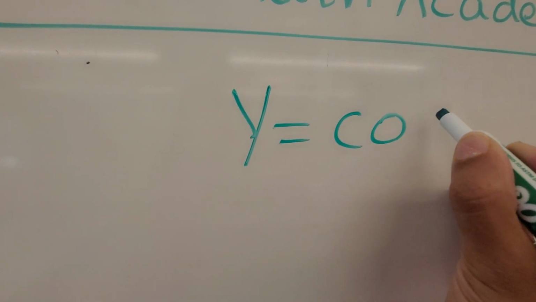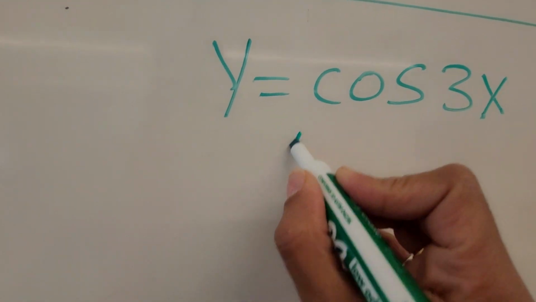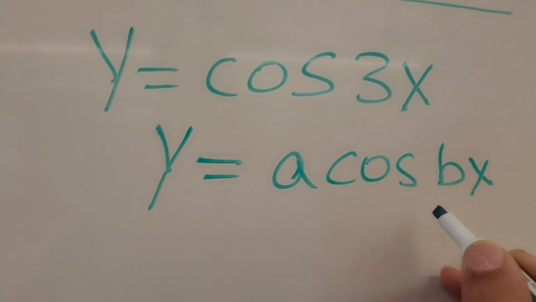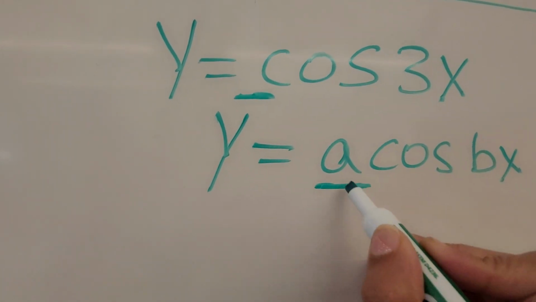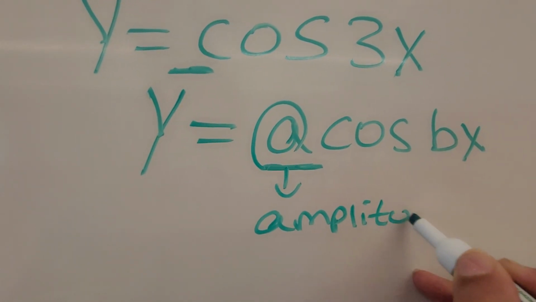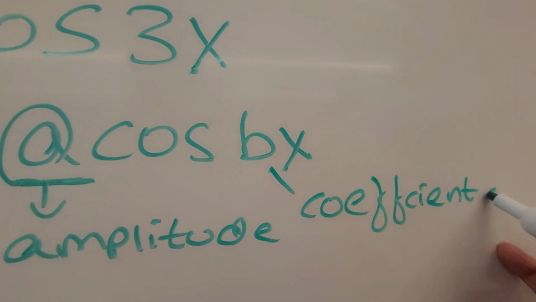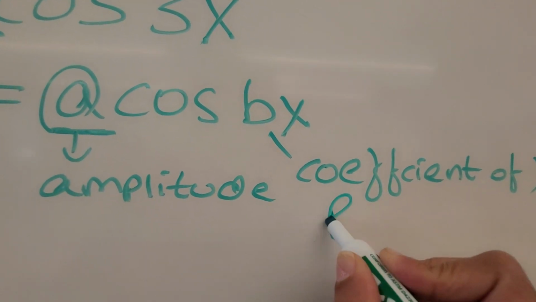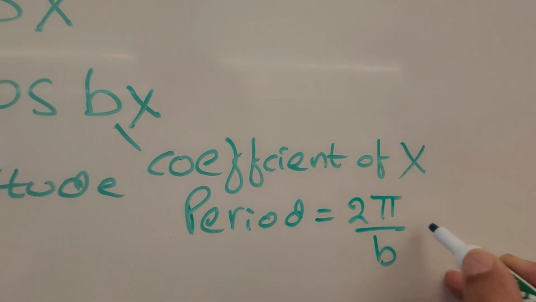So let's graph the function y equals cos of 3x. The standard formula for the cos function is y equals a cos bx. If you compare the formula with this standard formula, a here stands for amplitude, and b is the coefficient of x, and I will be using the b value for finding the period. The period of the function is 2 pi by b for the cos functions.